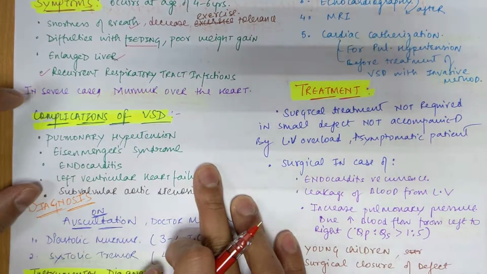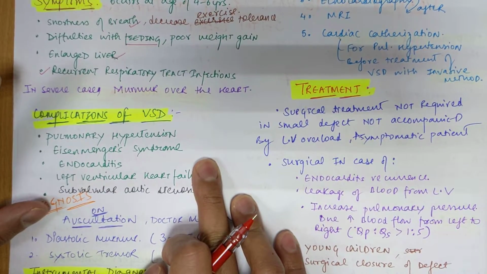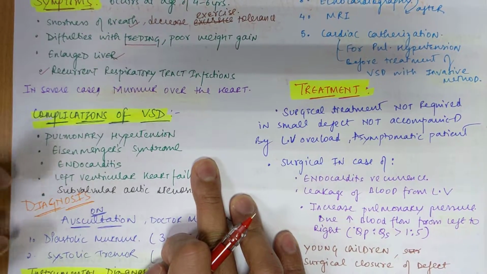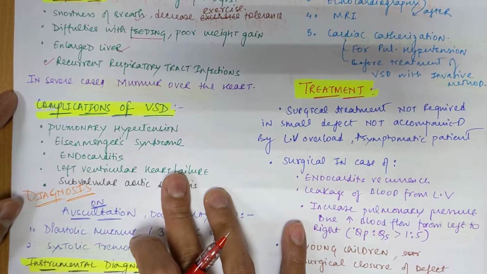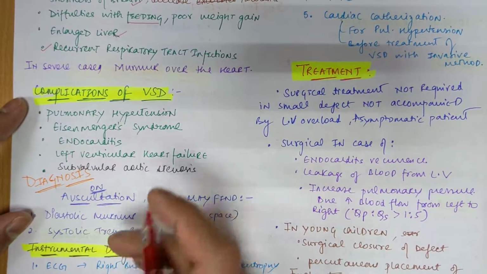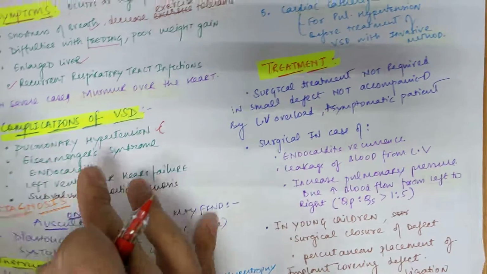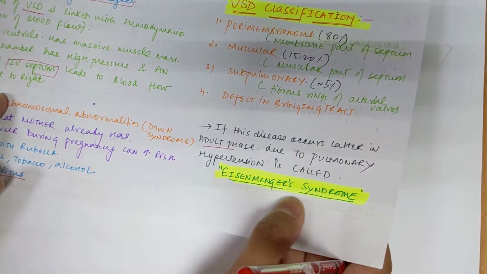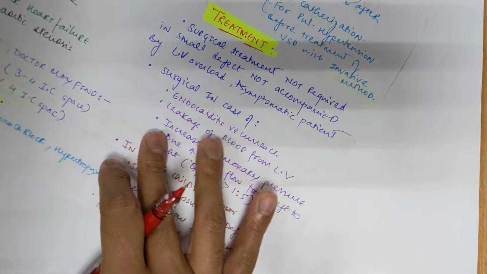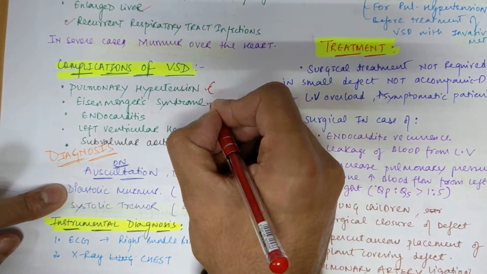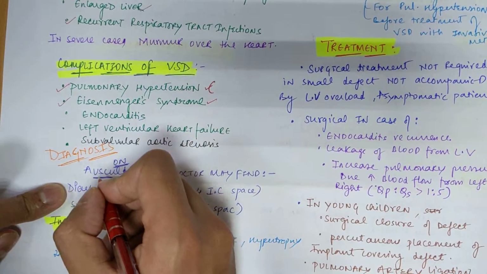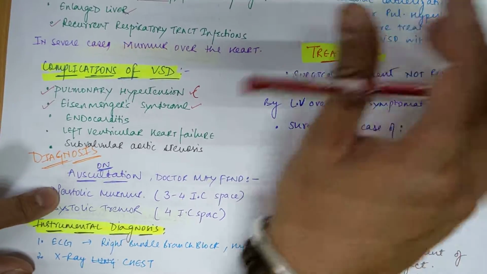After development of this ventricular septal defect by birth, what can be the further complication to the child? The child can suffer from pulmonary hypertension, as I told you, and this hypertension in the adult phase is called Eisenmenger syndrome. So this is another pathology. Eisenmenger syndrome will also be a complication of this VSD, ventricular septal defect.